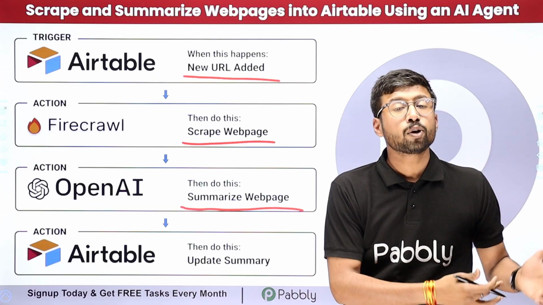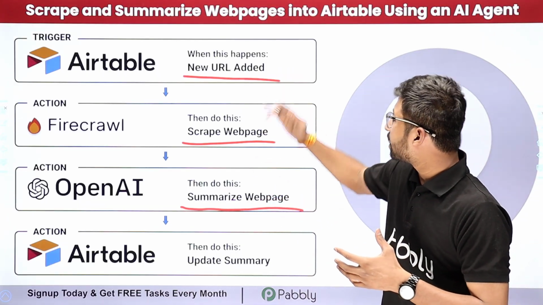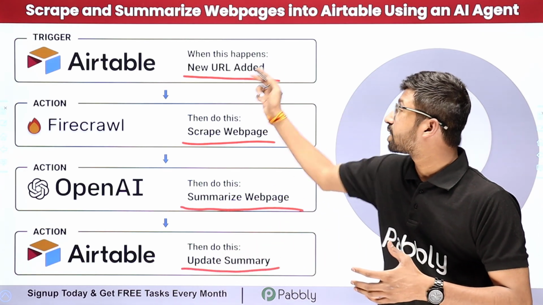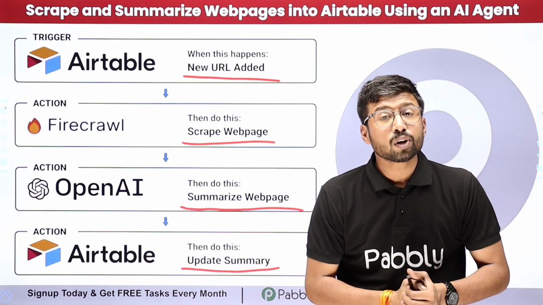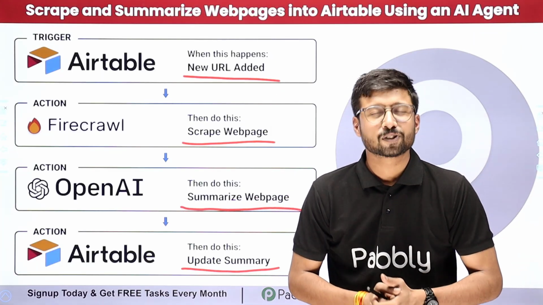Using OpenAI, we are going to get the summary of the web page content, and at last, this AI agent will update the same summary back in your Airtable database in the same record. Now, if you want to learn how you can build this AI agent all by yourself, for that, let me just take you to my screen.